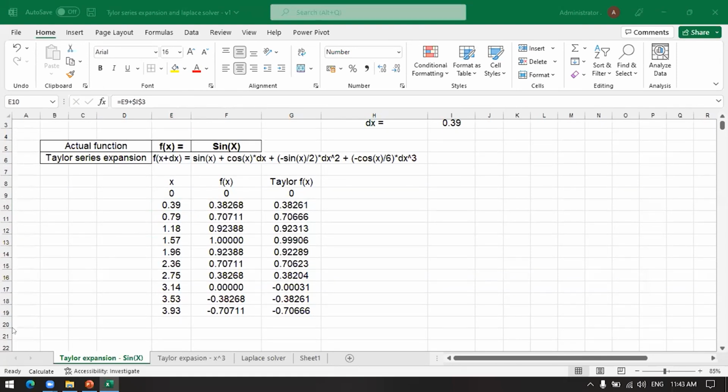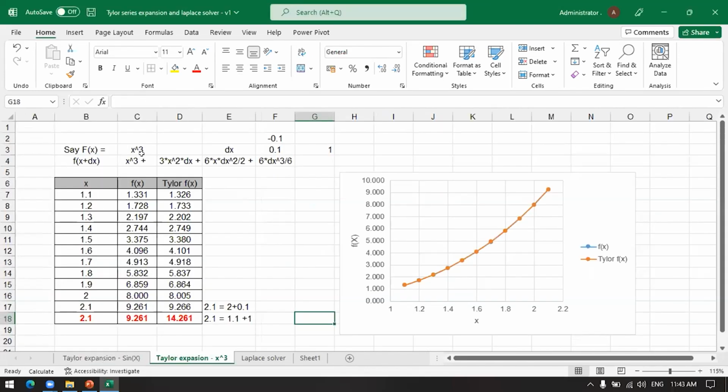All right. So let's take another example, the Taylor series expansion for another function, that is x cube. Again, the same thing. I've written the formula here. I have evaluated the values in this column directly from Excel, and on the right hand side, what you have is the values from the Taylor series. Again, as before, if you compare these two values, we are still in a very close match with the actual value.